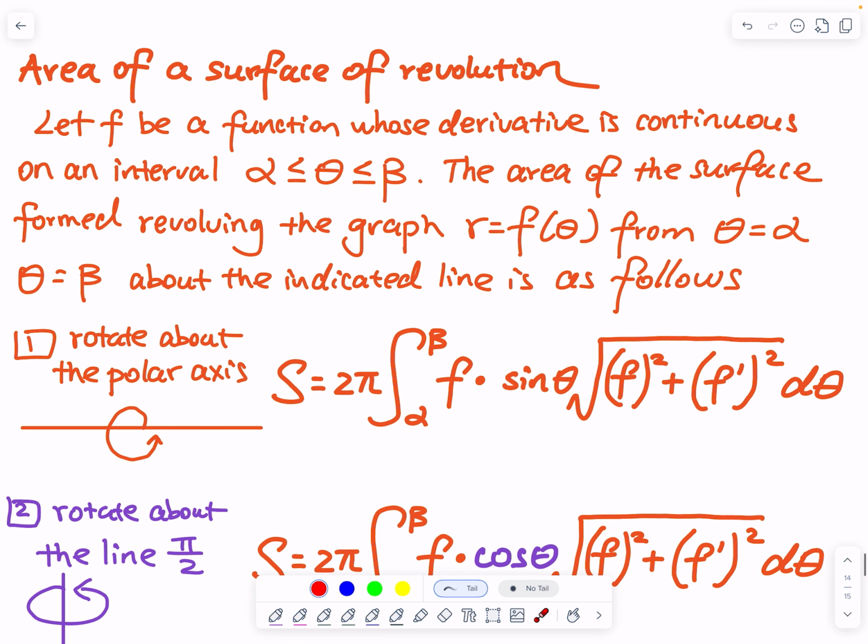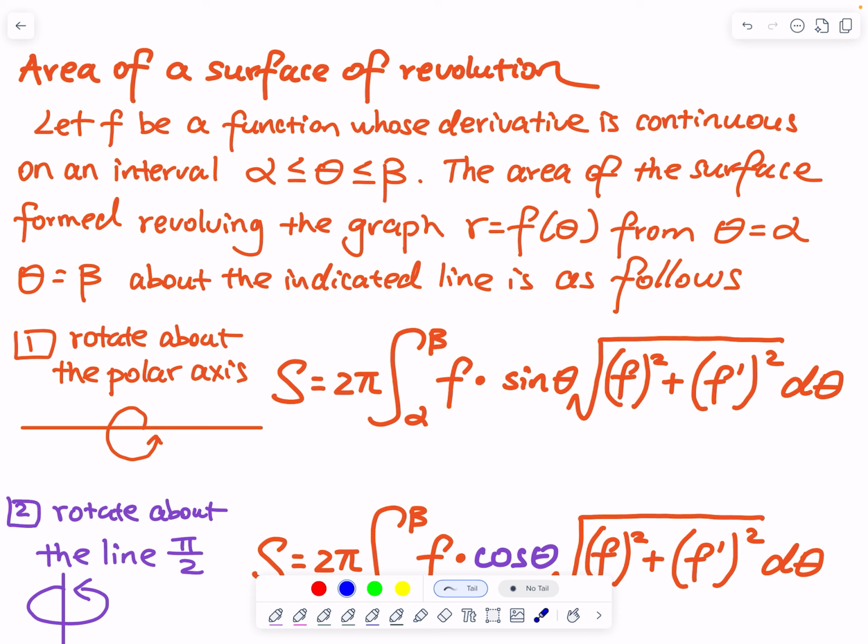Okay, so let's read this really quick. Let f be a function whose derivative is continuous on an open interval from alpha to beta. The area of the surface formed by revolving the graph from alpha to beta about the indicated line is as follows.